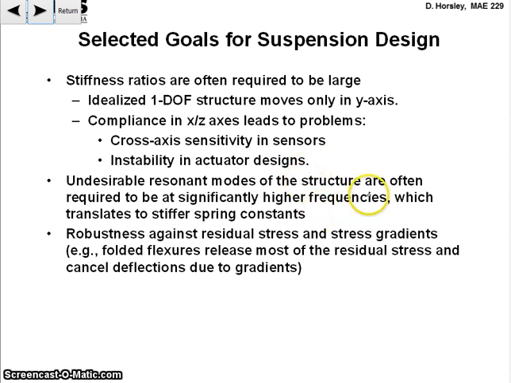There can also be problems with undesirable resonant frequencies. And so usually if we want to have a dominant vibration mode, we want the other vibration modes to be separated in frequencies. We'd like them to be at much higher frequencies. And so that means we need to have higher spring constants for these other modes. And the last thing is we want robustness against residual stress and stress gradients. So folded flexures release most of the residual stress and cancel deflections due to gradients. I've talked a little bit about why that's true. I'm going to derive some of the effects of axial stress in a future lecture, and as we go through some of these flexure designs, I'm going to make some arguments about why they are the way they are.